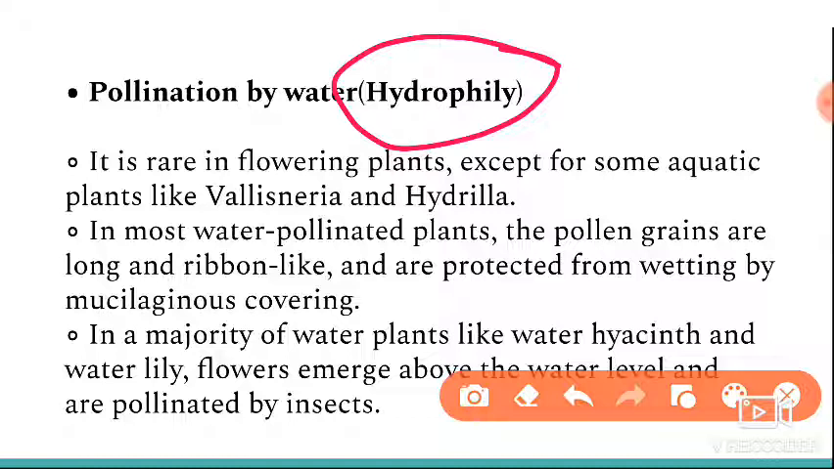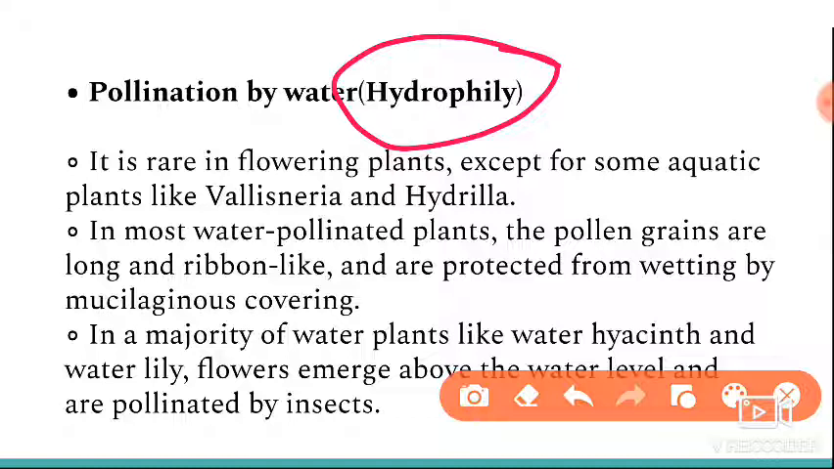Okay students, this is all we studied: pollination by wind and pollination by water. I hope you all understood the points I explained, and I have covered all the points from the NCERT. Go through the NCERT once, and you will come to know the concept. First go through my video, and later you can go to the NCERT textbook. I think all points are covered here, and if you have any doubts or queries you can ask through WhatsApp.